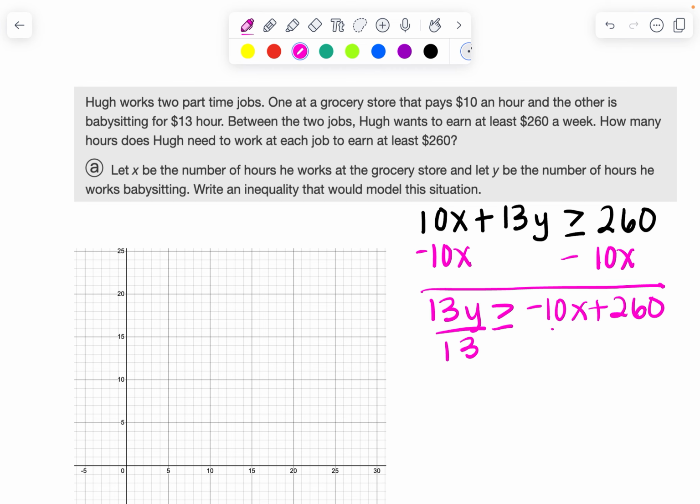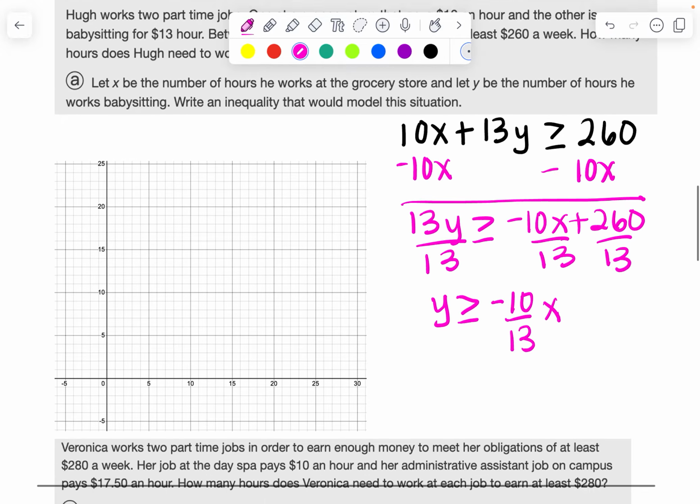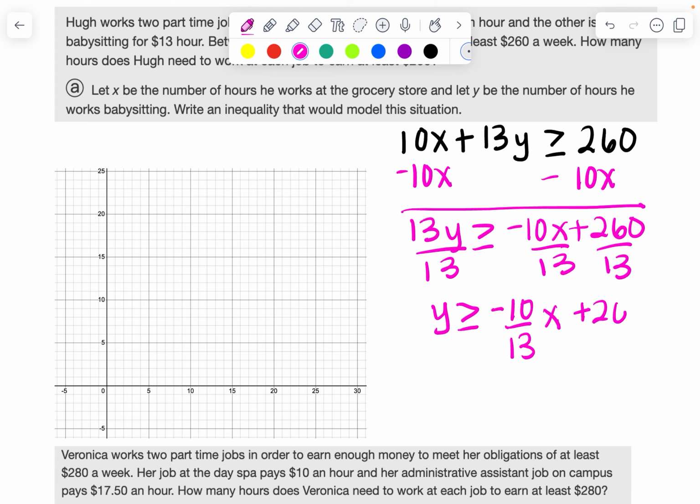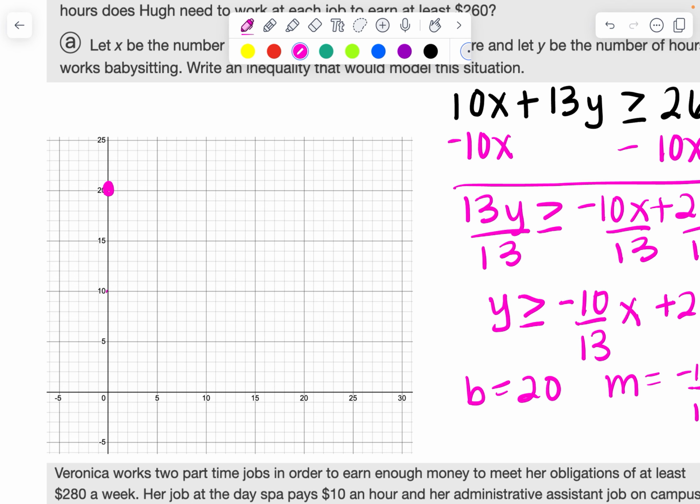And then dividing everything by 13, we get y greater than or equal to negative 10 over 13, which does not simplify, so we'll just keep it as negative 10/13 x plus 20. Our y-intercept here is 20, so that's where we're going to start. Our slope is negative 10/13, so I need to go down 10 and over 13. And I'm going to do that one more time, down 10 and over 13. There's my 3 points I'm going to use.